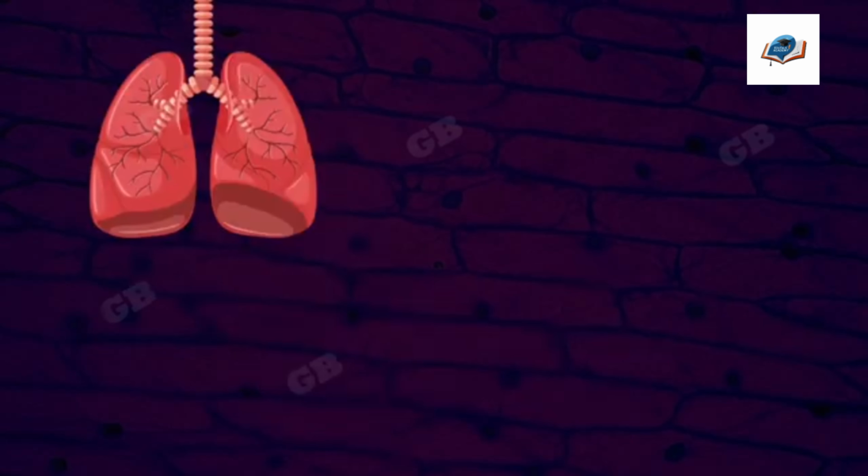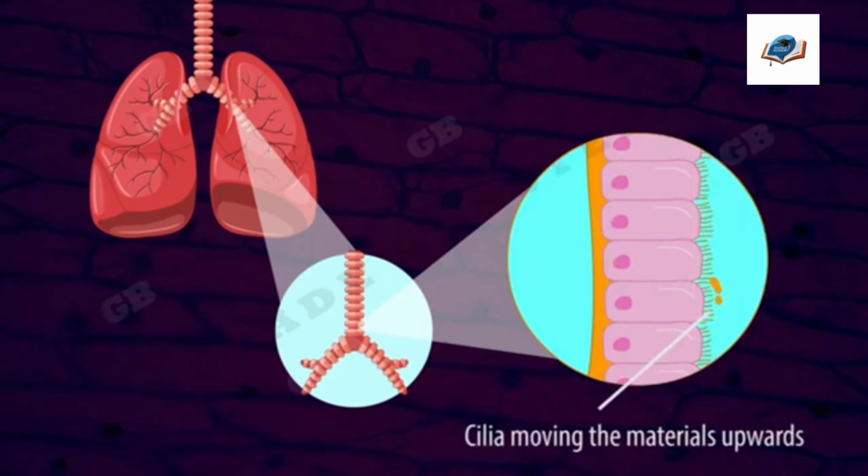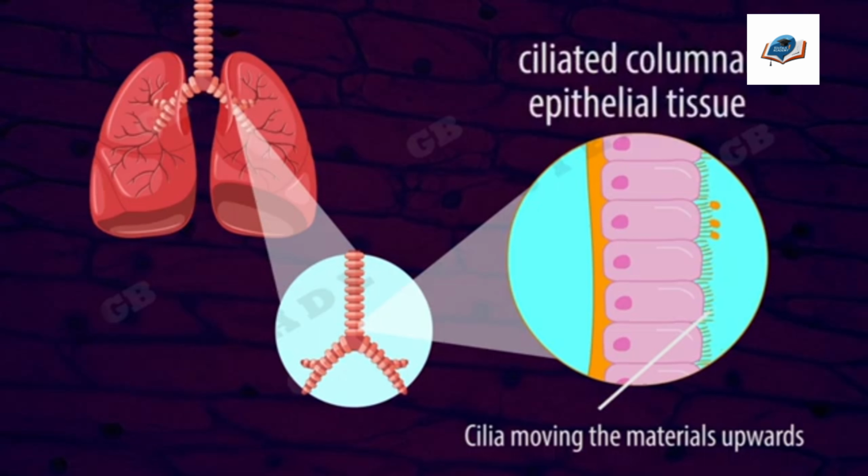Next, movement of materials. In some locations, the columnar epithelial cells have tiny hair-like structures called cilia on their surface. This specialized columnar tissue is called ciliated columnar epithelial tissue. It is found in the lungs where the cilia help move mucus and trapped particles upward, keeping the airways clear. This movement is important to prevent any blockages or infections in the respiratory tract.